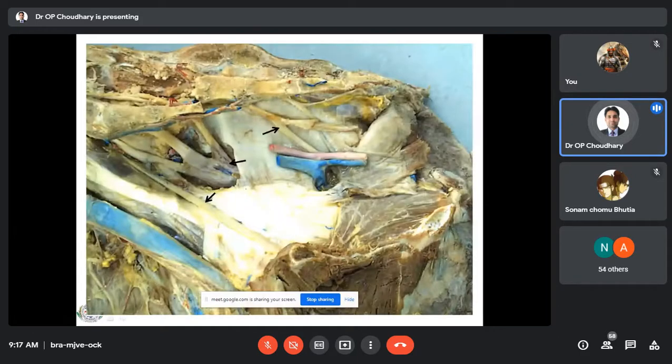Then you can see here, this is number 1, the cranial gluteal nerve, and number 2 is the sciatic nerve, and here you can see number 3 is the caudal gluteal nerve.